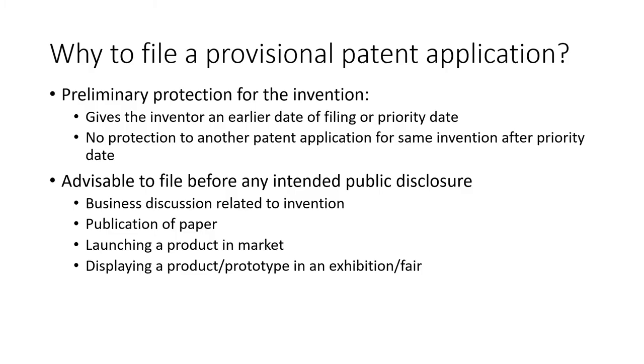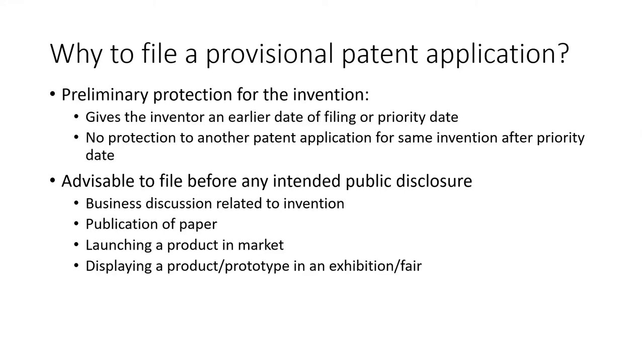So let us see, why do you need to file a provisional patent application? A provisional patent application provides you with a preliminary protection for your invention, which means that once you file this application, you get an earlier date of filing, which is what is called a priority date for your innovation. This means that you are recognized as the first filer of that innovation. And if anyone else tries to protect the same invention by filing another patent application after you have filed the provisional patent application, he won't get any protection on that. So he would be refused that protection.